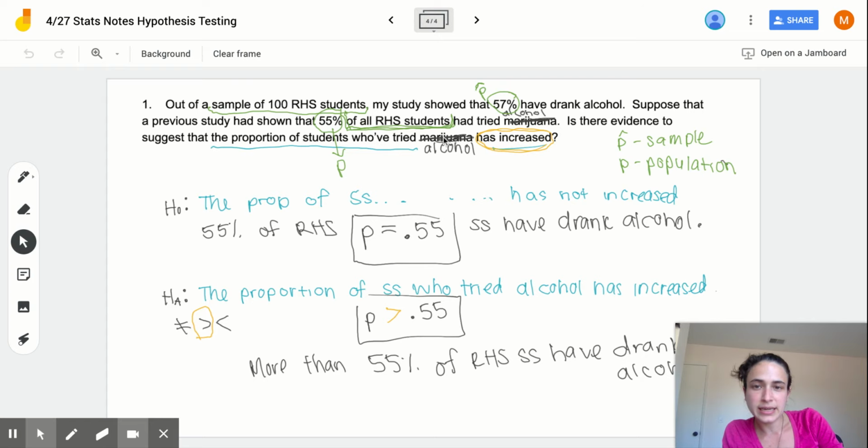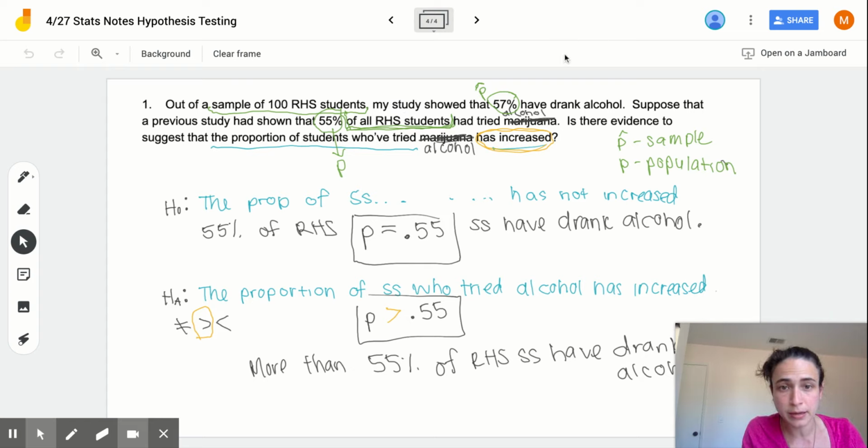So basically, you could write your H0 two ways. Either the proportion of students who tried alcohol has not increased, or you could say 55% of RHS students have drank alcohol. Why not 57? Well, because the 57 is about the sample, and our hypothesis should be about the whole population. So our HA should always be the opposite of our H0. Make sure you correctly identify P and P hat. If you don't, that's going to cause you a lot of problems.